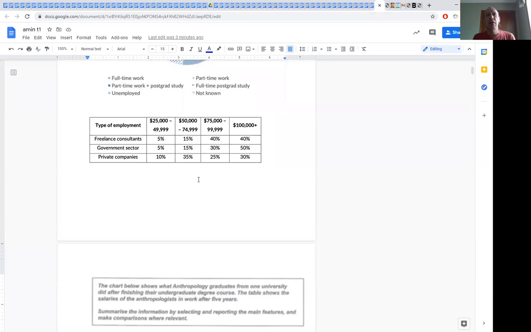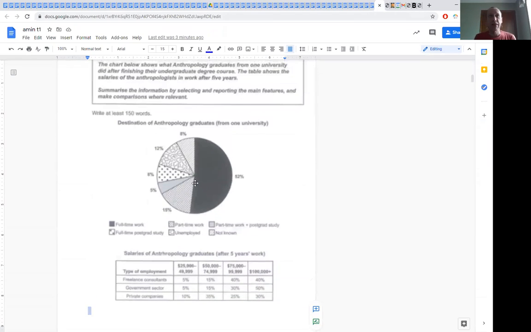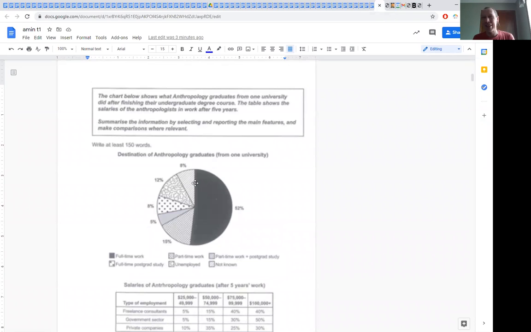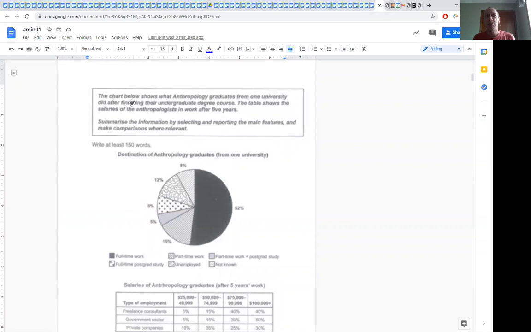So my student did not send me the question. I copied this from the internet somewhere. It's not very clear. It was all I could find, just to make sure you're getting the idea of the question, because it's very important to know what we are talking about here. So the chart below shows what anthropology graduates from one university did after finishing their undergraduate degree course.